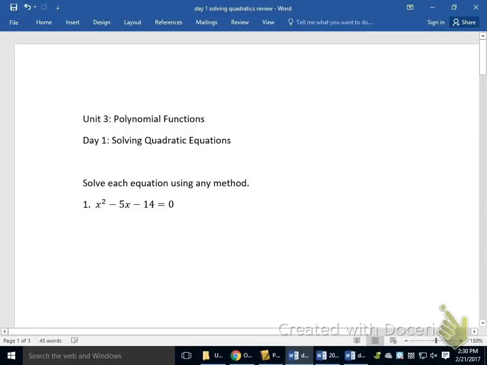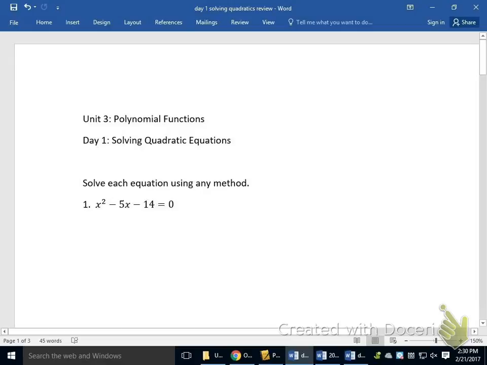Alright, today is just a review of solving quadratic equations. This starts off Unit 3, polynomial functions. Now, whenever we're solving quadratic equations, you may use any method in this class, and I'm never going to dictate to you which method you have to use. You could use your graphing calculator on some of them. Sometimes that doesn't cut it.